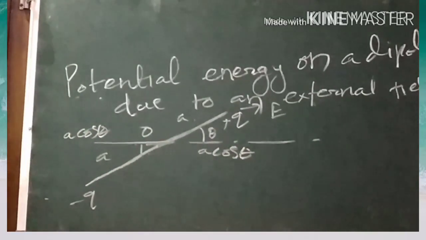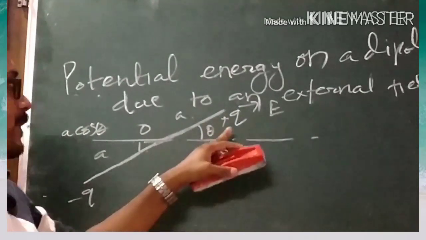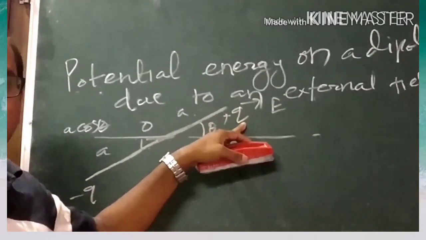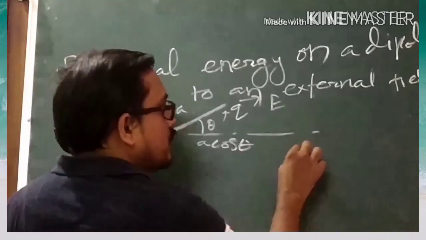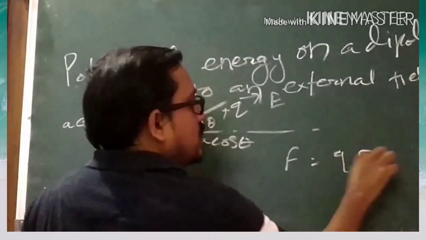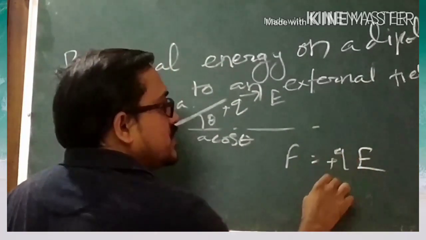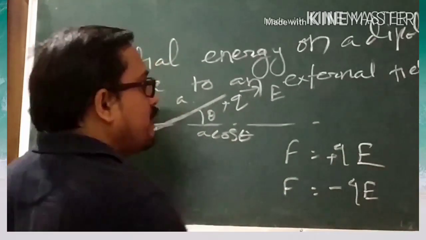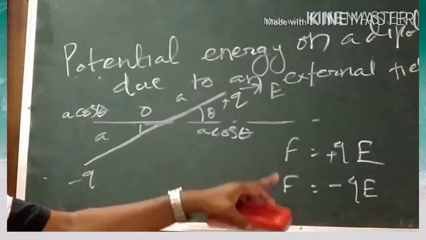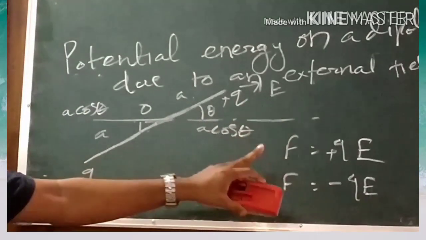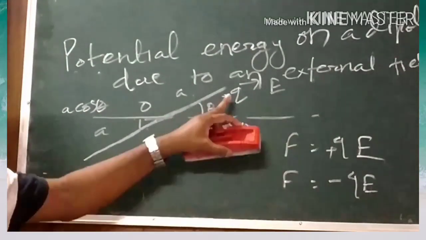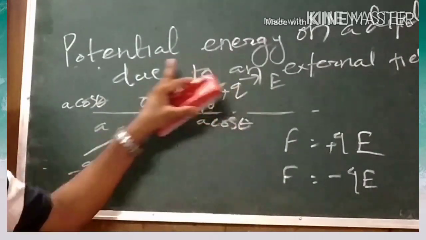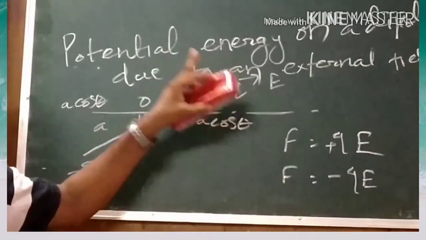Okay, so now, as we know, the net force applied on the dipole will be equal to zero every time, because we know F equals qE. For the positive charge this is plus qE, and for the negative charge this will be equal to minus qE. So the net F will be plus qE minus qE, which is equal to zero. That means the net force on a dipole will be zero every time. Now here we can only have torque, which produces the rotation.